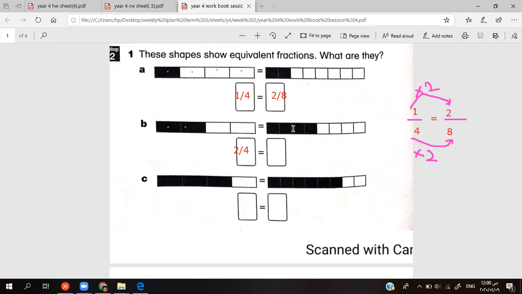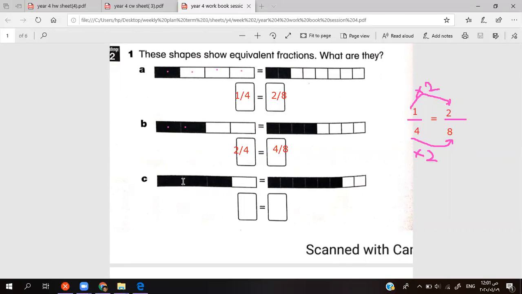Okay, let's see here. How many parts colored? 1, 2, 3, 4. 4 from how many? From 8. They are all 8. So this is 4 over 8. Can you please pause the video and try answering number C on your own and come back to see if your answer is right, okay?